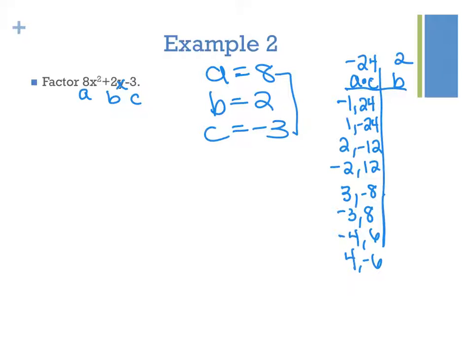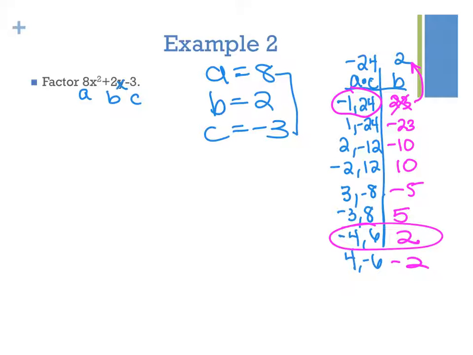Now, if you look at these and I add them together, -1 plus 24 is +23. So that's not the correct pair because I want to add up to be 2. 1 and -24 is -23. 2 and -12 is -10. -2 and 12 is 10. 3 and -8 is -5. 8 and -3 is +5. -4 and 6 is +2. 4 and -6 is -2. So here I have my magic pair, -4 and 6.